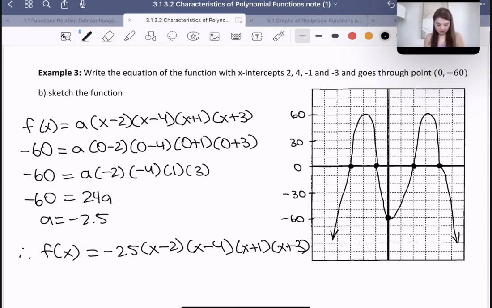Okay, so there we go. There it is. I guess the one last thing I should do is label my graph. So I will do that. 2, 3, 4, 5, -1, -2, -3, -4, -5.